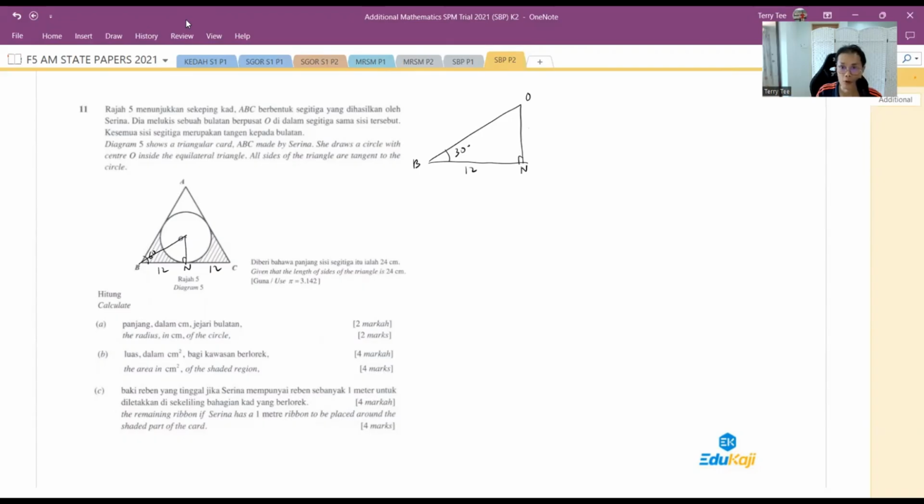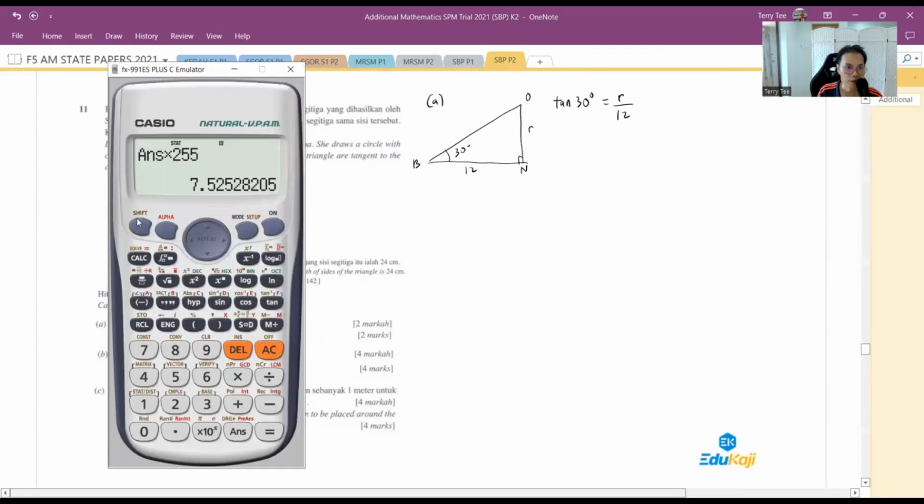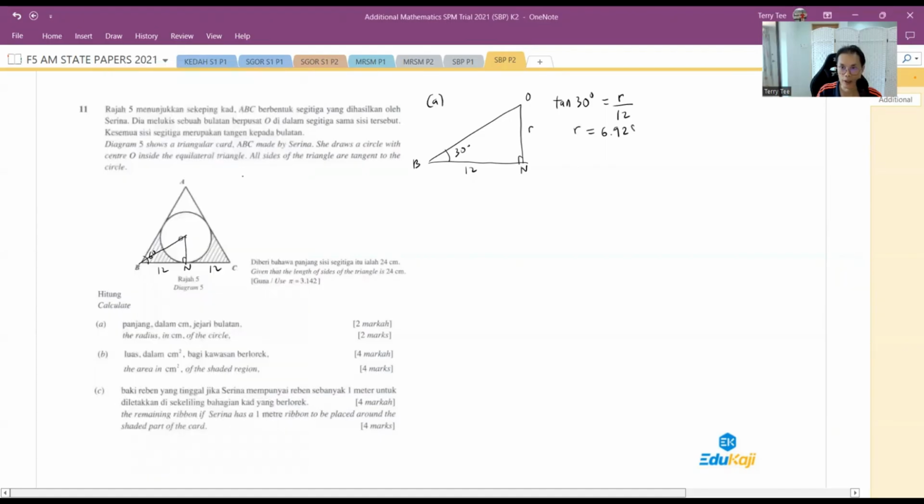the radius. I'm going to call it R, so we can use tangent here. Tangent 30, this is part A, is R over 12. Use your calculator, and change it to degree mode. Tangent 30 is root 3 over 3; you can change it to decimal, it doesn't matter. Times 12, you should get 4 root 3 or 6.928. So your radius R is 6.928. First part done.